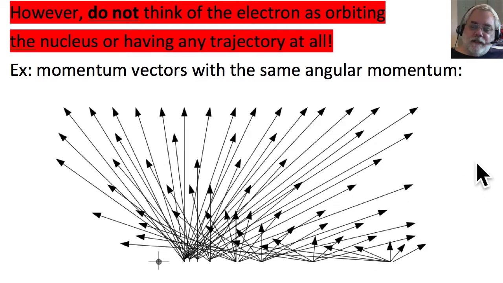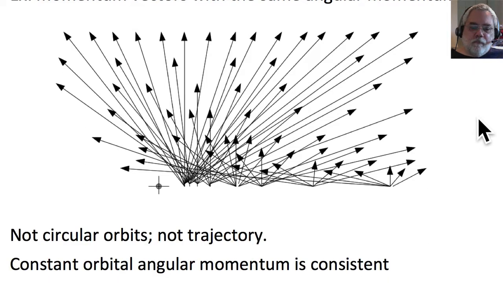Now, I don't want to scare you into thinking, oh, well, we can't know anything. There are things we can know absolutely in quantum mechanics. We can know energies precisely. We can know orbital angular momentum precisely. But we cannot know position and momentum in the same direction precisely. So there are not circular orbits, there are not trajectories.